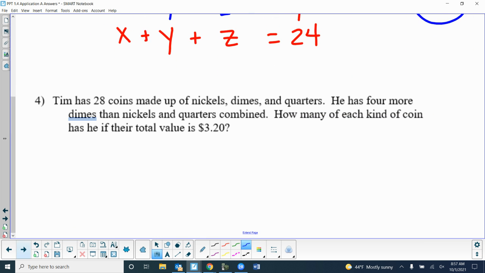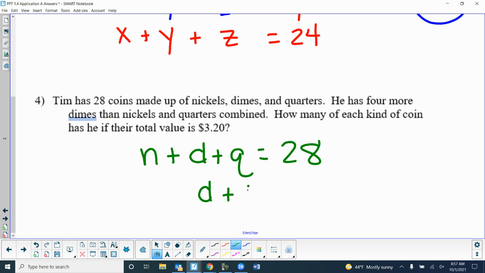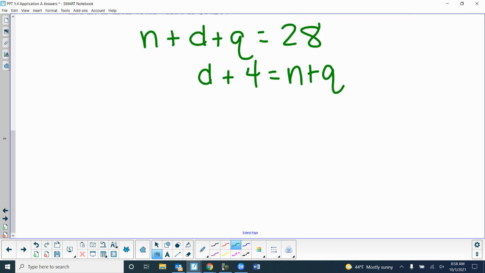All right. Tim has 28 coins. So let's go right ahead and go number of nickels plus the number of dimes plus the number of quarters is 28 coins. He has 4 more dimes than nickels and quarters combined. So 4 more dimes. So the number of dimes plus 4 is the same as nickels and quarters combined. How much does he have if his value of money is $3.20?